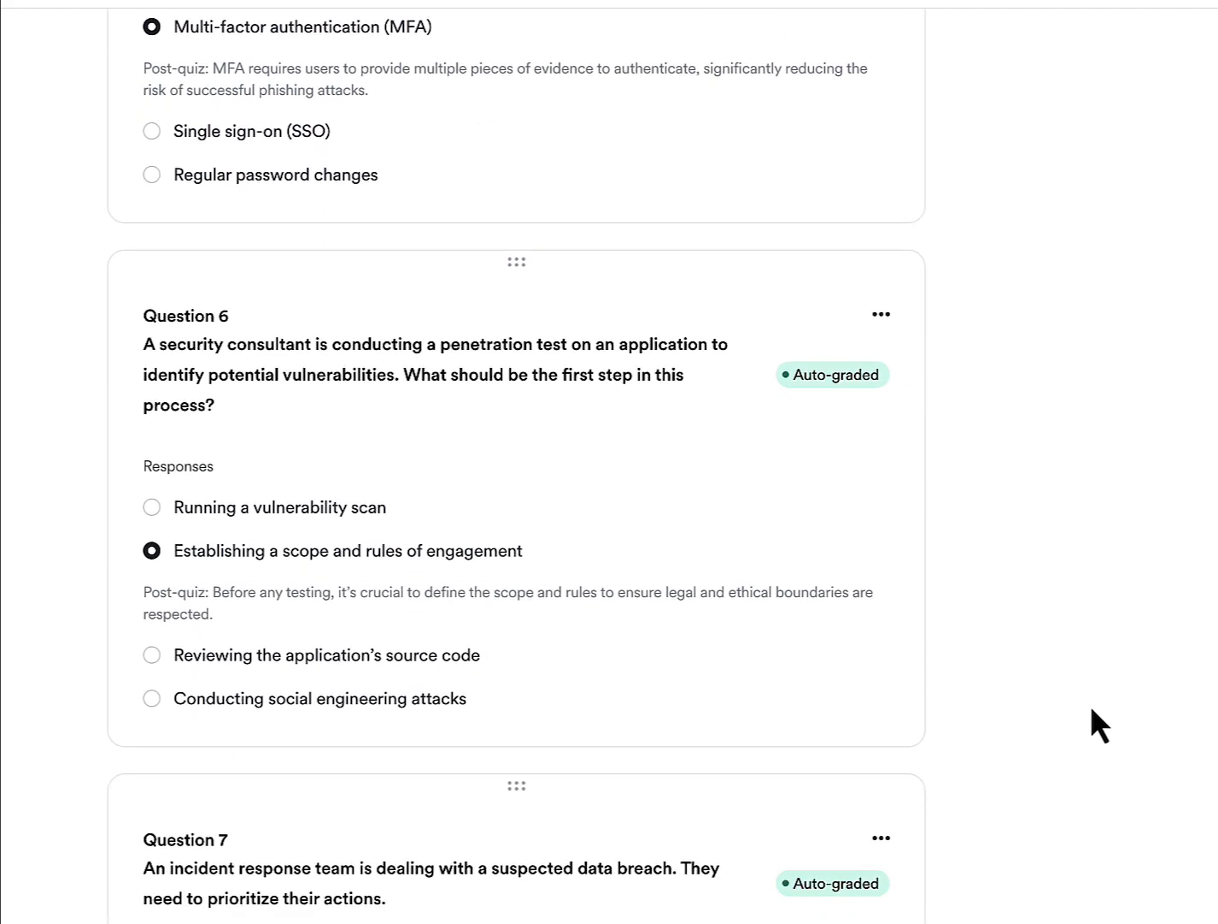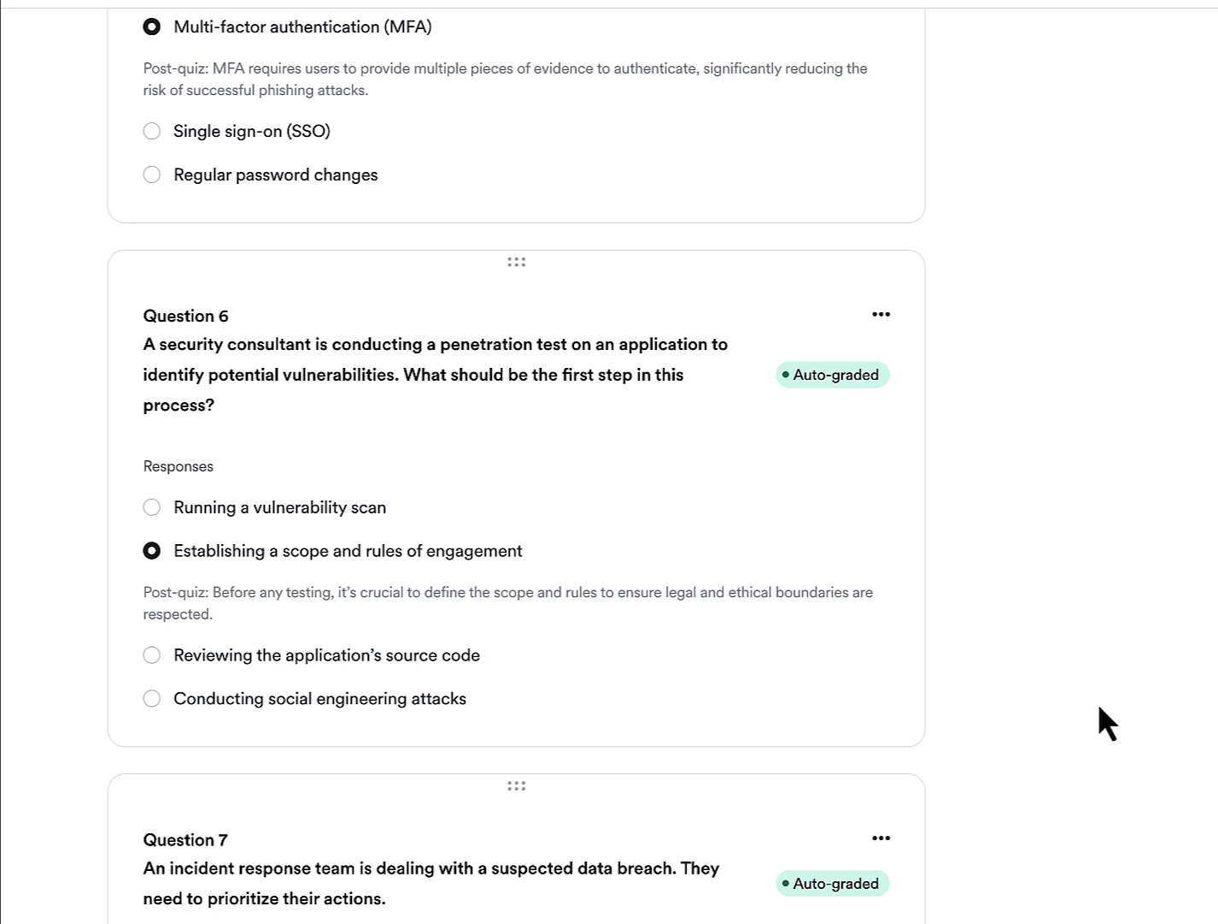Question 6. A security consultant is conducting a penetration test on an application to identify potential vulnerabilities. What should be the first step in this process? A, running a vulnerability scan. B, establishing a scope and rules of engagement. C, reviewing the application source code. D, conducting social engineering attacks.